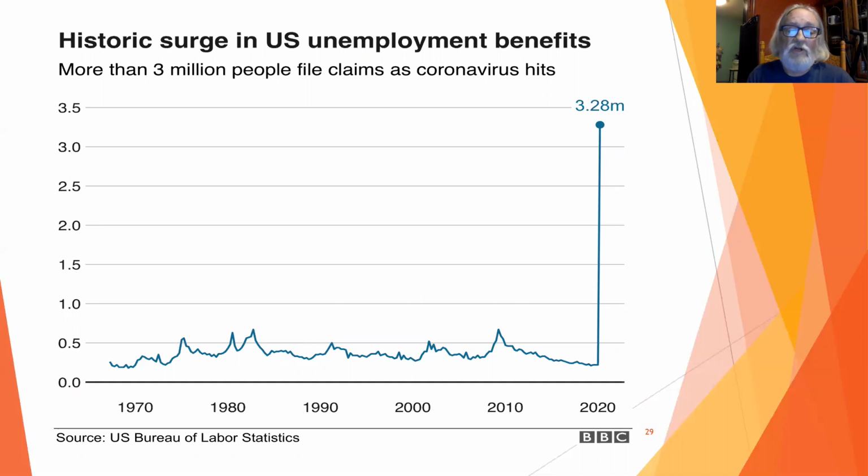Now, here's another graph that's showing how unemployment has changed dramatically in much more recent times. Here's from 1970 to 2020, and you can see that suddenly in 2020, we're at 3.28, as it says here, percent. How many million people have applied for unemployment insurance? Well, obviously, this is at the start of the pandemic back in March. Things have gotten considerably worse.